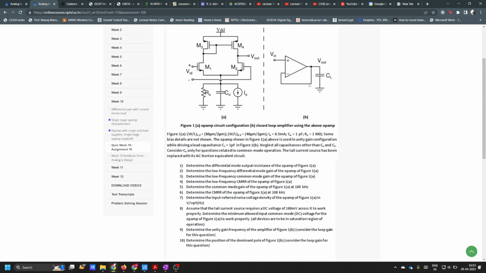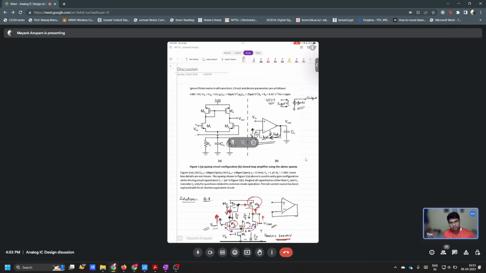So there is no point in common mode or differential mode here. They have already mentioned that this is for figure 1b. So why are you asking this question, common mode, differential mode? They've already said that this is the figure that they are concerned about, right? So what is the meaning of common or differential mode here? There is no meaning of common or differential mode here. There is only one input here.